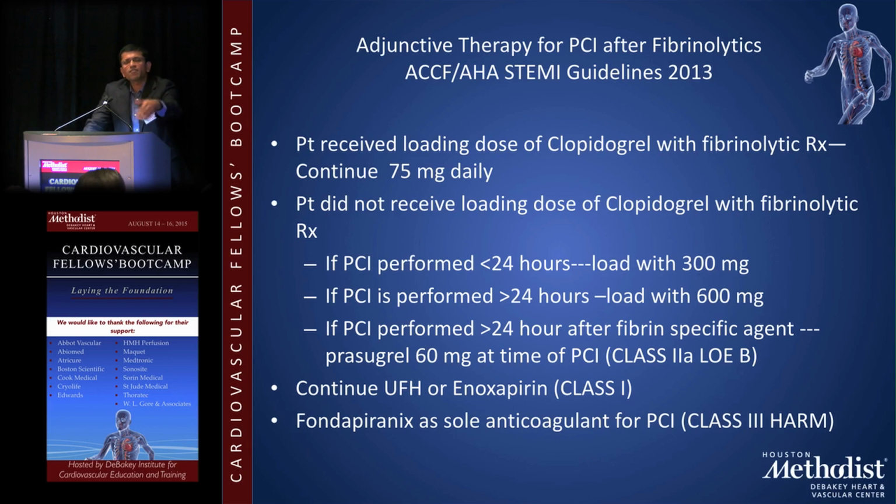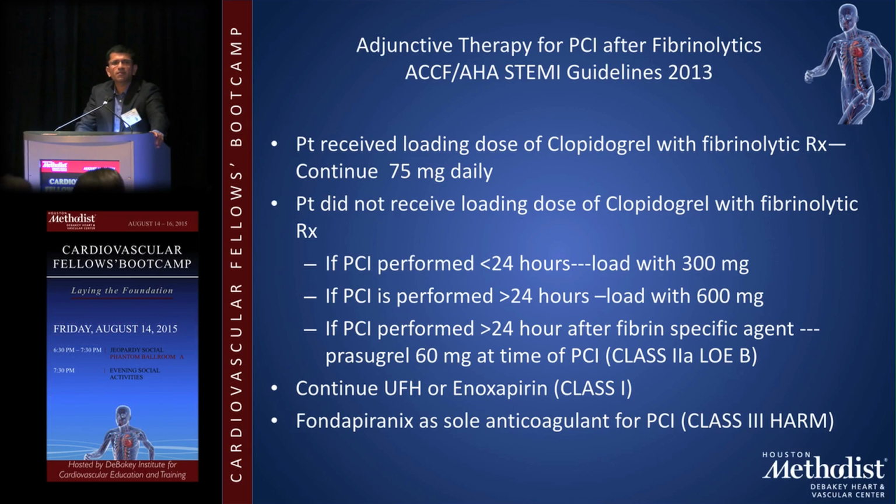So if this patient after fibrinolytic therapy goes for PCI, the strongest evidence is to use, obviously, Plavix and heparin for the PCI. And if the patient has already received a bolus of Plavix, you just continue 75 milligrams daily. If the patient did not receive a bolus of Plavix, then you can give the loading dose of 300 if the PCI is performed within 24 hours. If it's more than 24 hours, you can use a Plavix 600 milligram bolus.